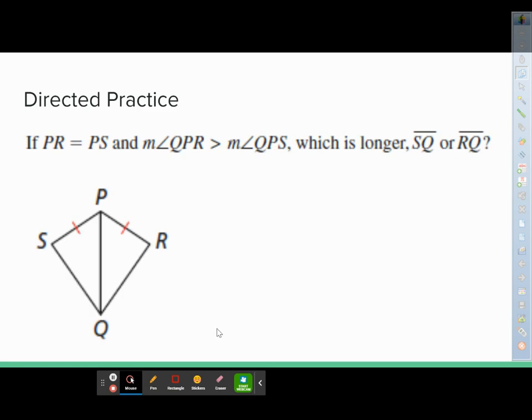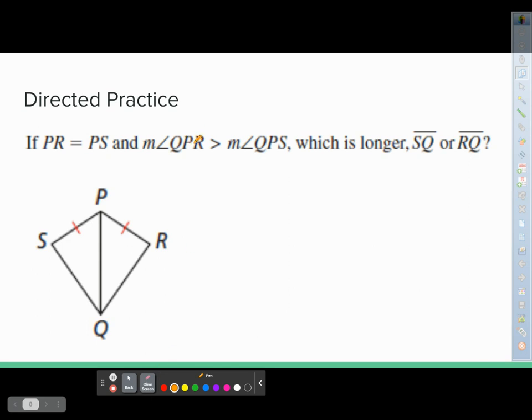Alright, let's look at this one here. Notice some of the stuff I've whited out so that way, keep people from working ahead. It says the length of PR is equal to the length of PS, and the measure of angle QPR is greater than the measure of angle QPS. Which is longer, SQ or RQ?